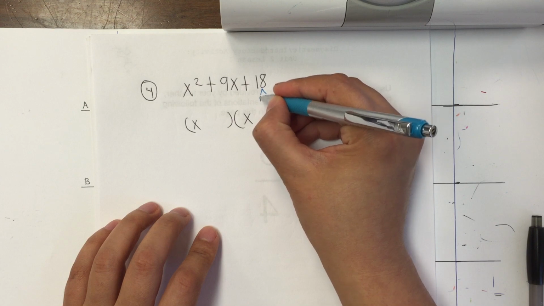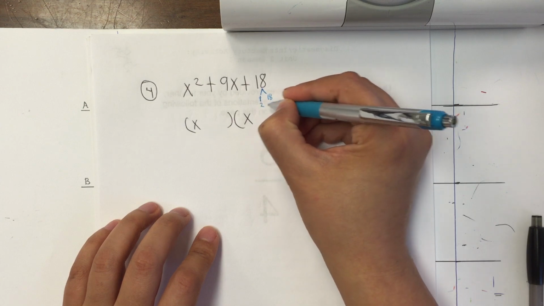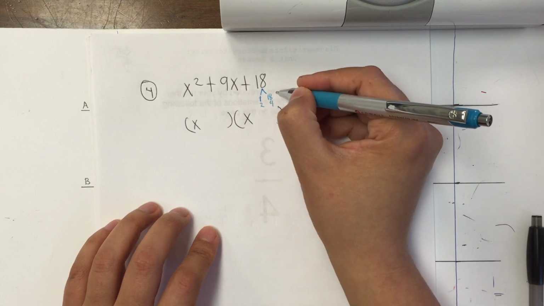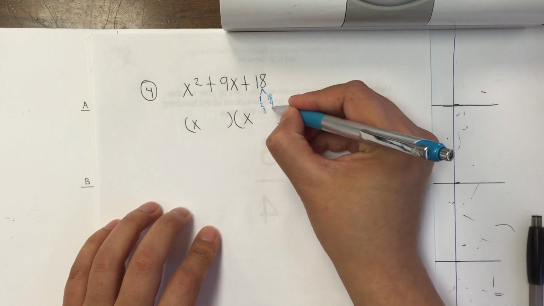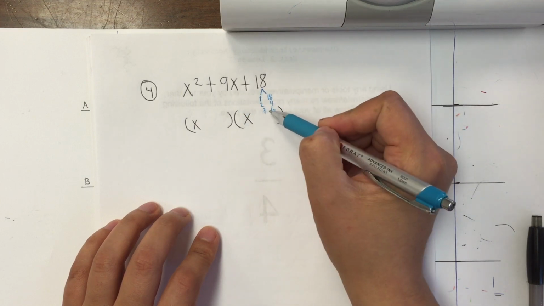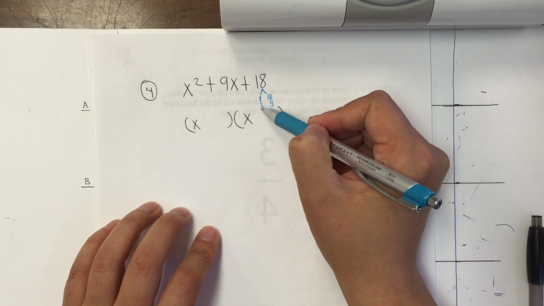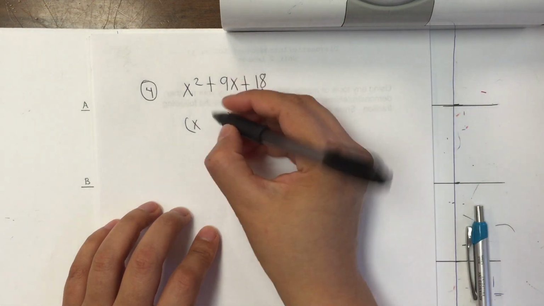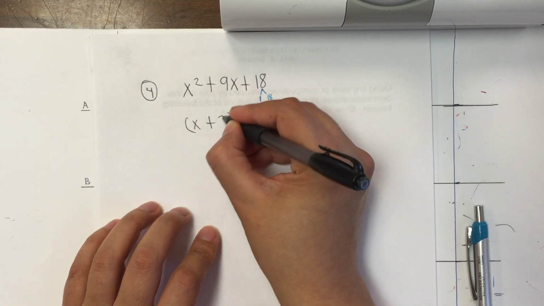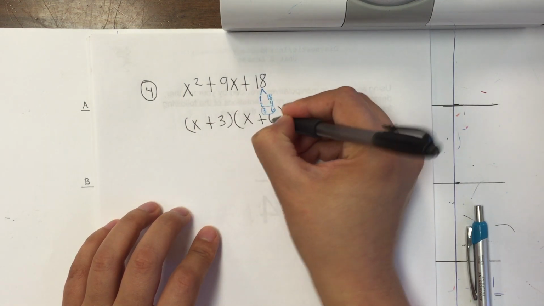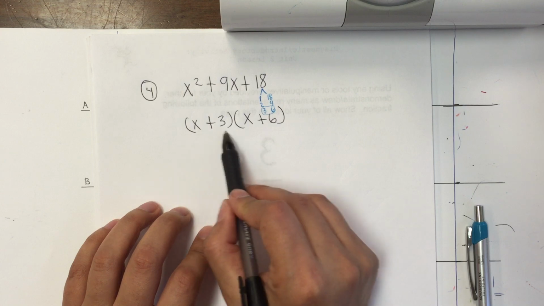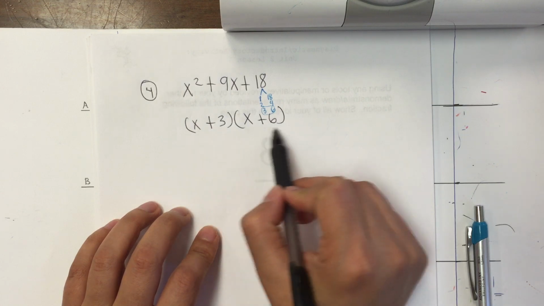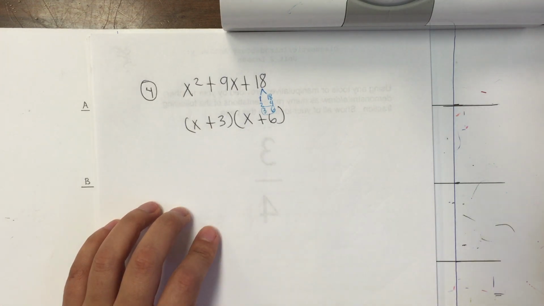It's going to be 1 times 18, 2 times 9, or 3 times 6. And we notice that when we add this, the only one that gives me 9 is 3 times 6. So my answers will be x plus 3, x plus 6. This is one of the sides of the rectangle. This is the measurement of the other side of the rectangle.